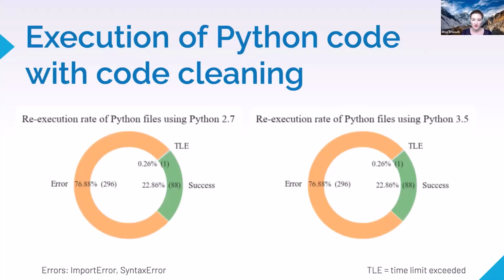Okay, so one more study along the same lines. Once we had a working pipeline, as they say, when we have a hammer, everything looks like a nail, but okay, it's not really. So we had a pipeline that was working, and I was wondering what happens if I put Python code in this pipeline. And here are the re-execution rates for Python files for Python 2.7 and Python 3.5.